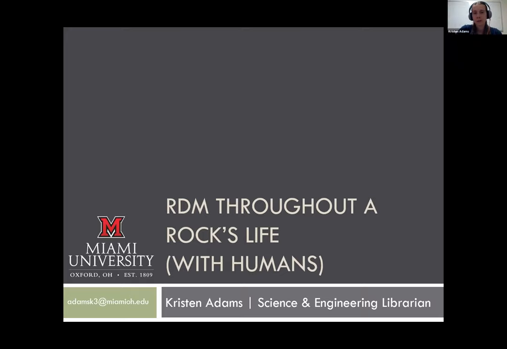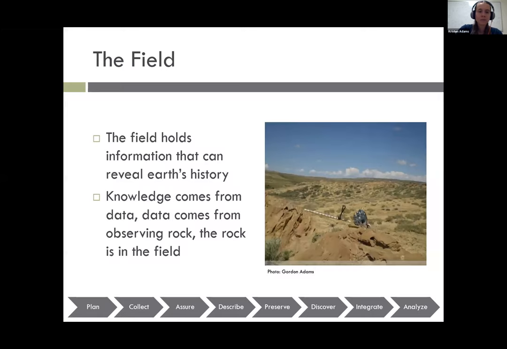Hi everyone, I'm Kristen Adams, the Science and Engineering Librarian at Miami University Libraries in Ohio. And the name of my talk is Research Data Management Throughout a Rock's Life with Humans. Since rocks have super long lives, we can't get into all that in 5 minutes. So the field is where it all starts for geologists' work. The field is where the rocks come from, and if you know how to read the rocks, then you can interpret them and ascertain the geological history of the area.